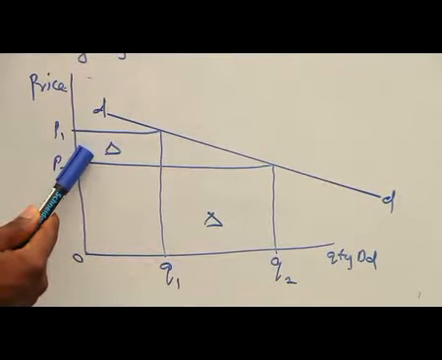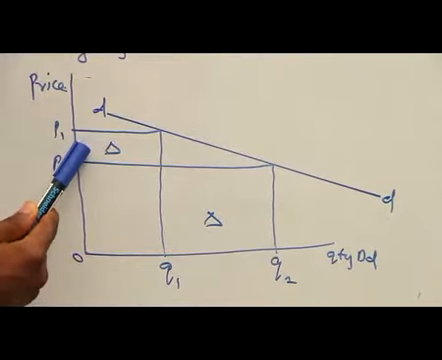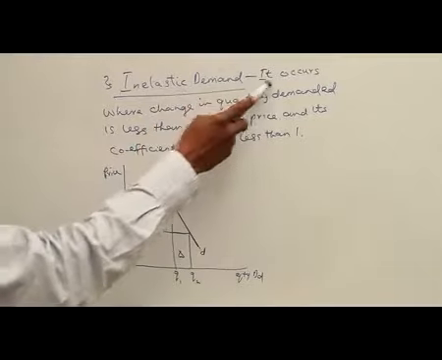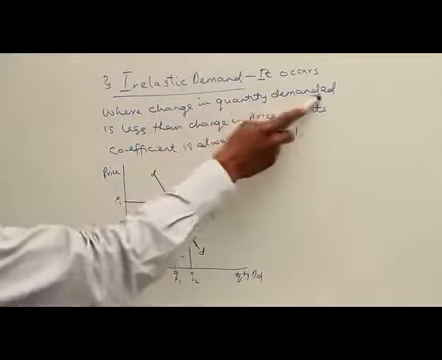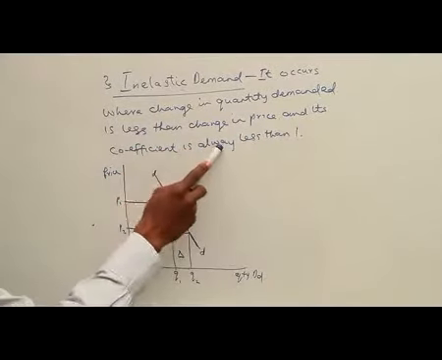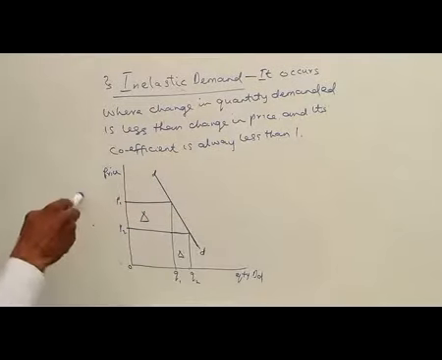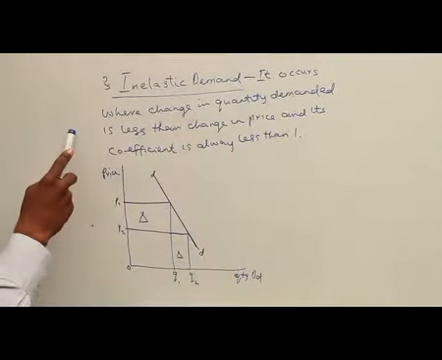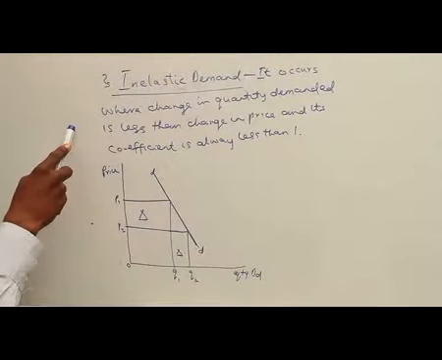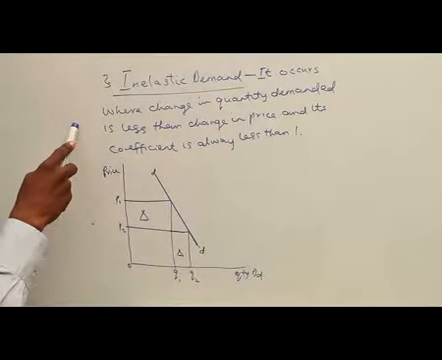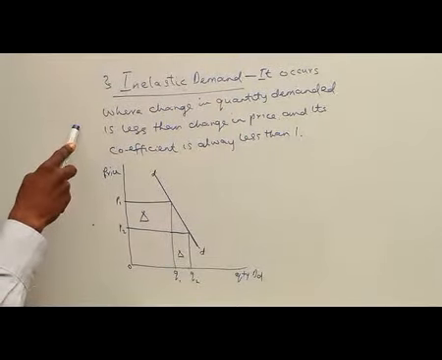Although after the calculation, you are going to have minus 1, but you ignore the negative sign and interpret the value, which is greater than 1. Number 3, inelastic demand. It occurs where the change in quantity demanded is less than change in price, and its coefficient is always less than 1. Here, when you calculate price elasticity of demand, you are going to have the answer to be minus 1, as I've said, but you are still going to ignore the sign, interpret the value. So if the value is less than 1, it implies that the price elasticity of demand is inelastic.